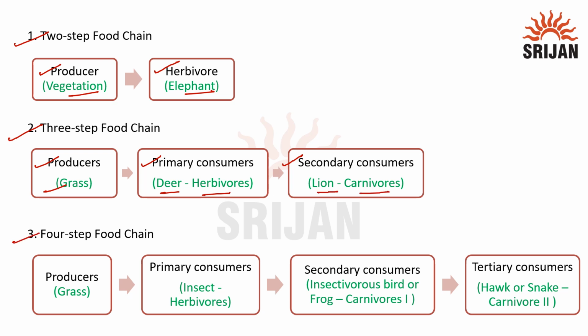Then we have a four-step food chain consisting of producers, primary consumers, secondary consumers and tertiary consumer. Producer in this case is grass, insect herbivore is primary consumer. In secondary consumer we have insectivorous bird and frog which is carnivore. Tertiary consumer is hawk or snake which is again a carnivore.